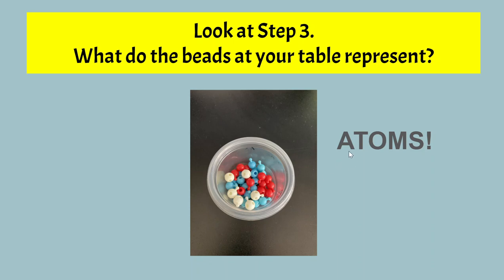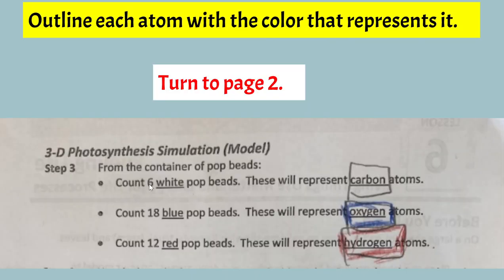And in the paperwork, we're imagining that each color represents a different kind of atom. Okay, so the white pop beads are going to be carbon atoms. So I've asked everybody to just acknowledge that that's white. And the blue pop beads are oxygen. So I had people circle in blue. And the red pop beads are going to be hydrogen.